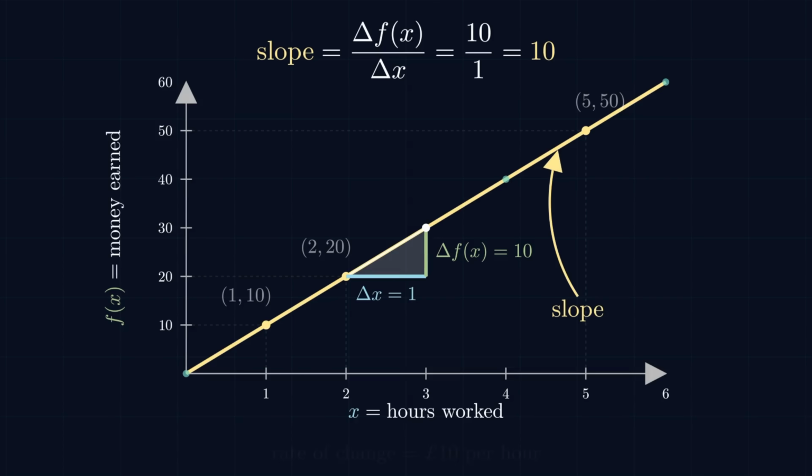And this matches the real world meaning. You earn £10 per hour, so here the slope tells us the rate of change. It tells us how fast money changes as hours change. But not every function is this simple. Many things in the real world don't change at a constant rate.